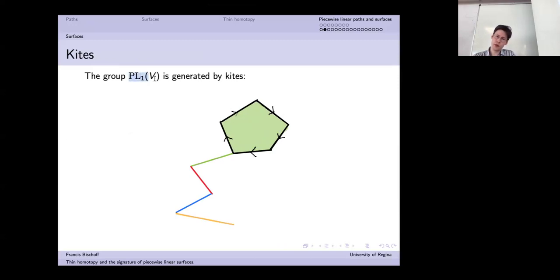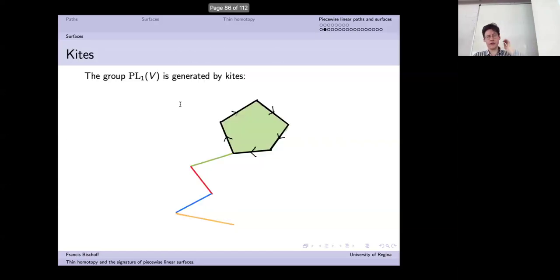And this group will be generated by products of these little elements. So the polygon is a two-dimensional affine subspace of B. And then this tail can be any, ND, yeah, ND.